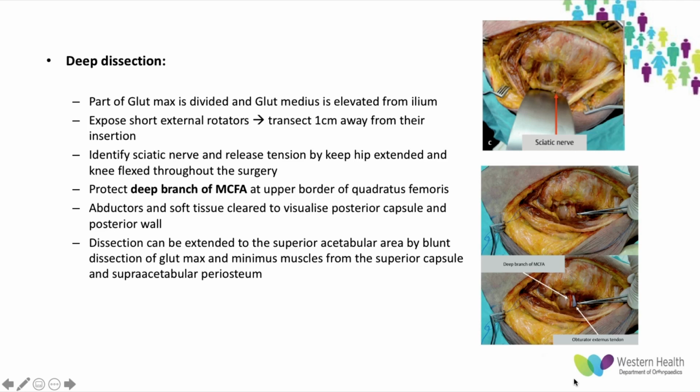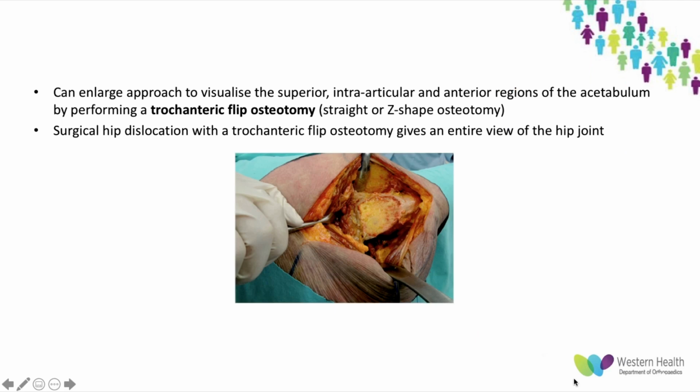The abductors and the soft tissue are then cleared to visualize the posterior capsule and the posterior wall, and the capsulotomy can be performed. Dissection can also be extended to the superior acetabular area by blunt dissection of gluteus maximus and minimus from your superior capsule and supra-acetabular periosteum. One of the advantages of the Kocher-Langenbeck approach is that you can enlarge the approach to visualize the superior intra-articular and the anterior regions of the acetabulum by performing a trochanteric flip osteotomy, which can either be done as a straight or a Z-shaped osteotomy. Surgical hip dislocation with a trochanteric flip osteotomy can also give you an entire view of the hip joint.